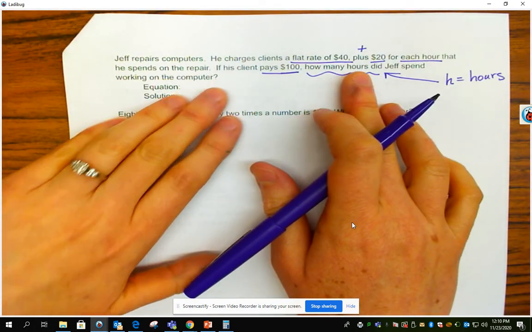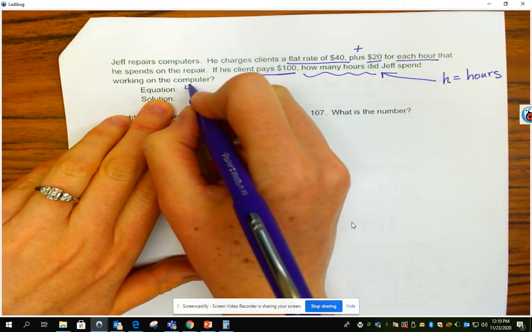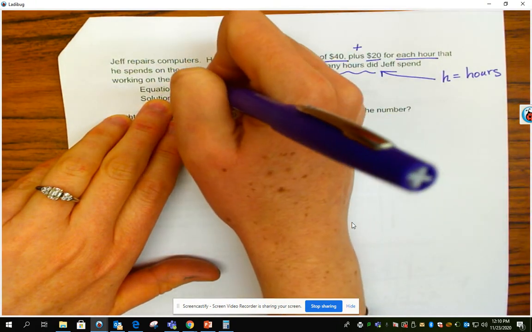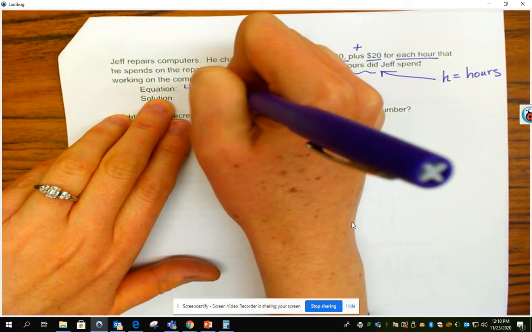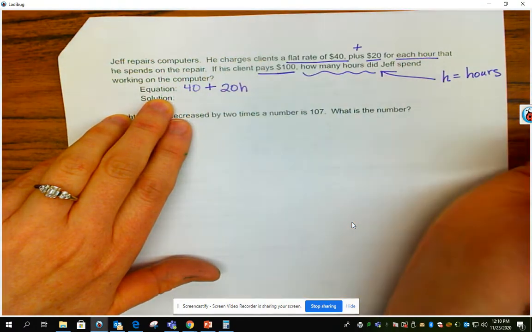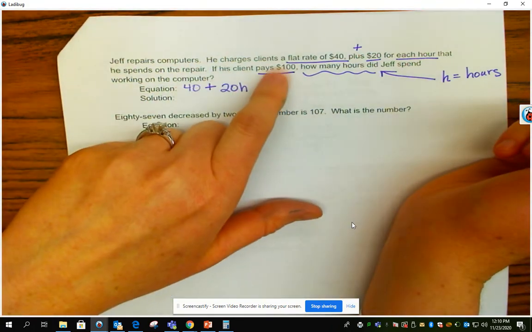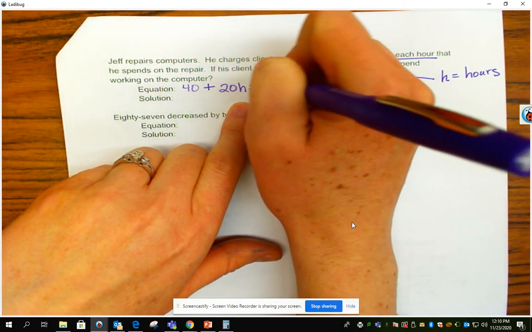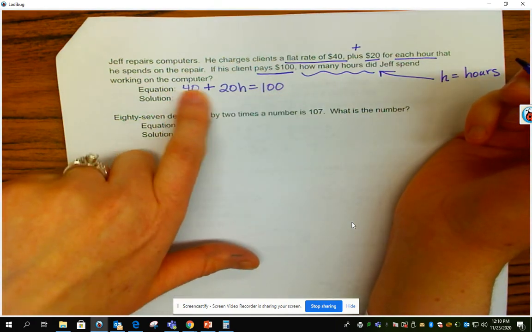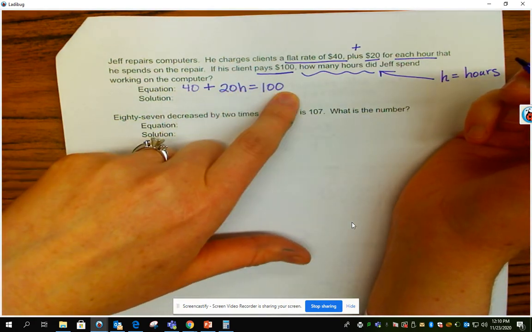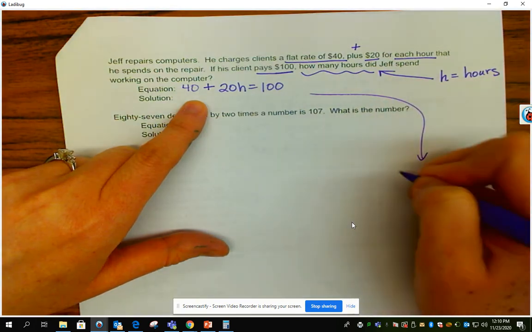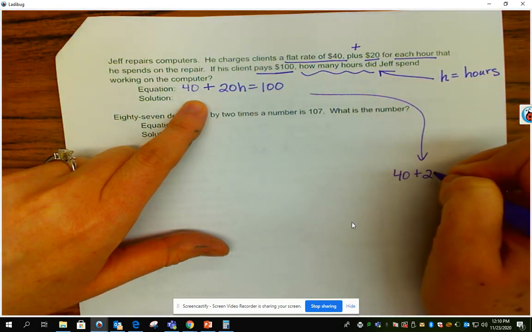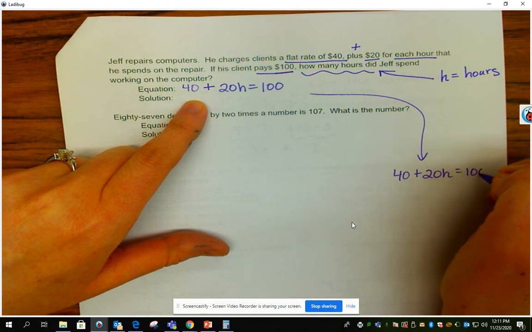So we have a flat rate of $40, and then we are adding plus 20 per hour. So 20 times the number of hours. And we say that this client gets paid $100. So 40 plus 20 per hour equals 100. Okay? So then for the solution, we just need to solve our equation. So let's solve it down here. We've got 40 plus 20h equals 100.